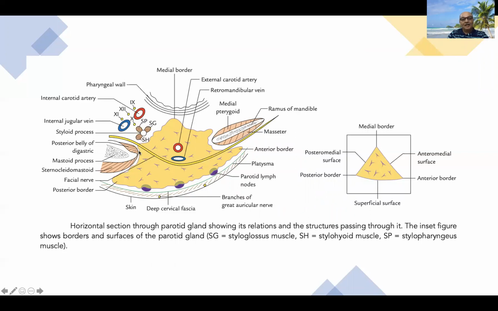Now posteriorly, we talk about the mastoid process, the digastric muscle, and the sternocleidomastoid. And now we can see further, these are the structures which are enclosed in the carotid sheath. And there is what?